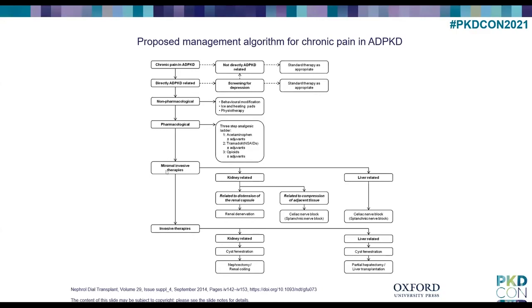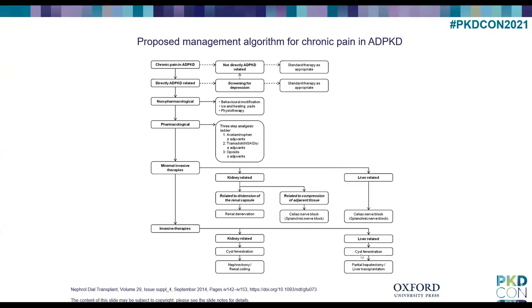There are then more invasive therapies. And then if you look at the liver-related therapies, this could be something like a celiac nerve block, where you go in and you inject the nerve that manages the pain sensation coming from the liver. And if you can do a nerve block there, you may make a big impact in terms of managing the pain. And then more invasive therapies here that are related to the liver include things like liver cyst fenestration, where you go in and either drain or puncture the cyst, to things like partial hepatectomy or liver transplantation.